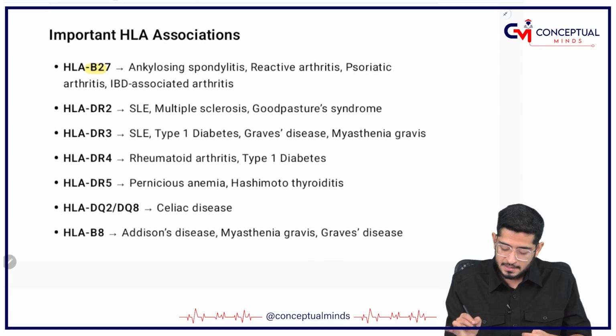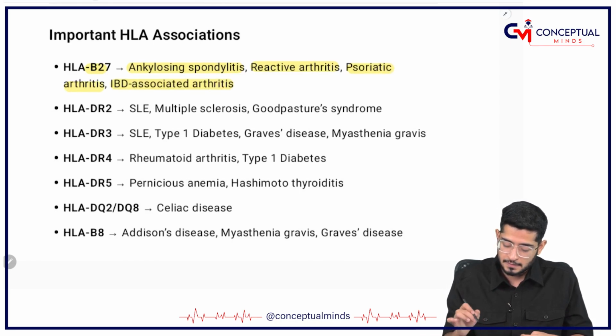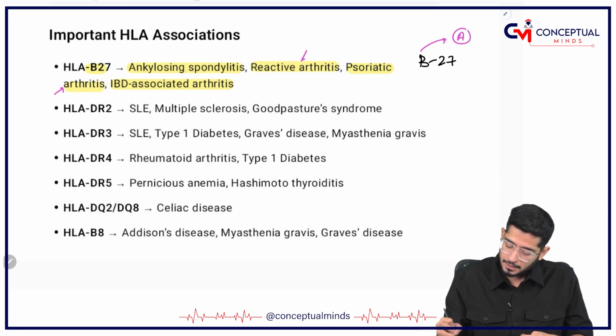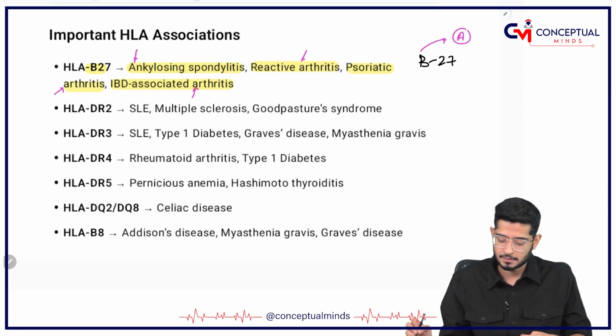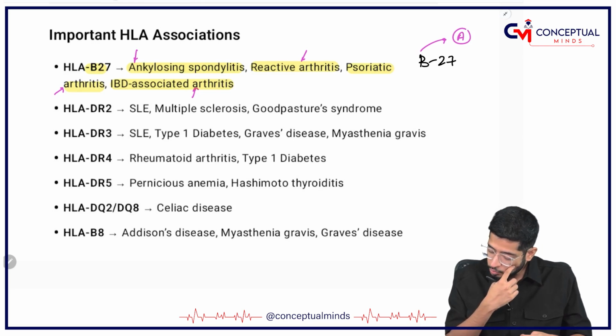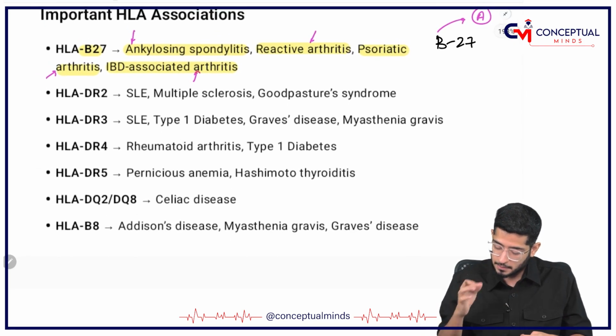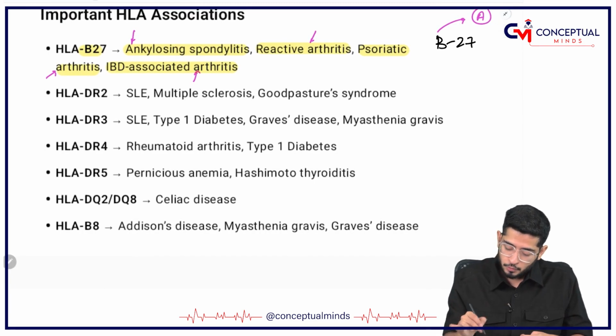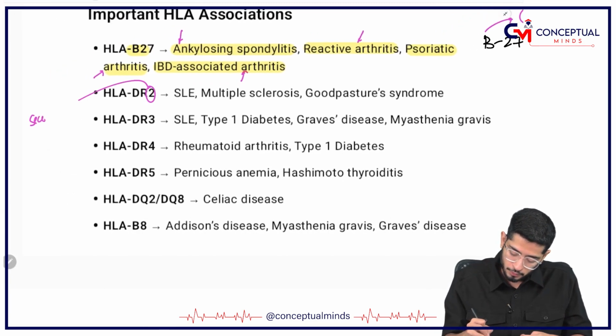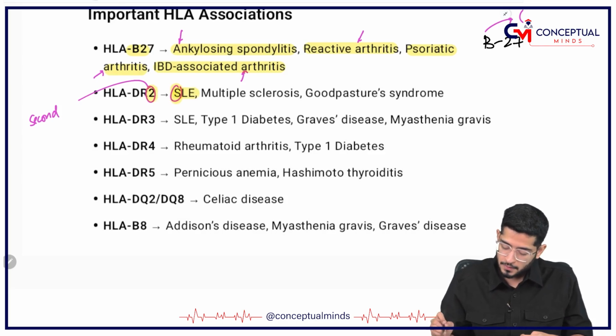So remember B27 very important for ankylosing spondylitis, for reactive arthritis, for psoriatic arthritis, and of course the IBD associated arthritis. So B27 remember has something to do with A, so arthritis, ankylosing spondylitis, arthritis, right? Then HLA-DR2, DR3, very important. So remember this HLA-DR2, 2 for second. So of course SLE, okay, so SS coming together, right?